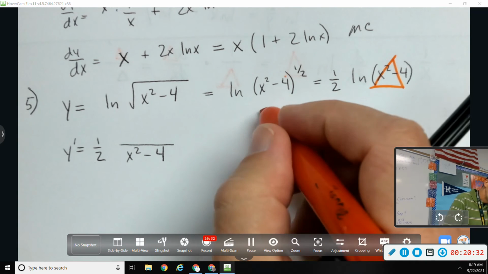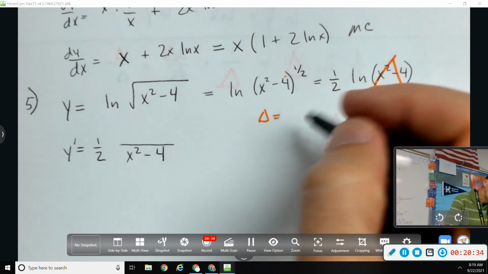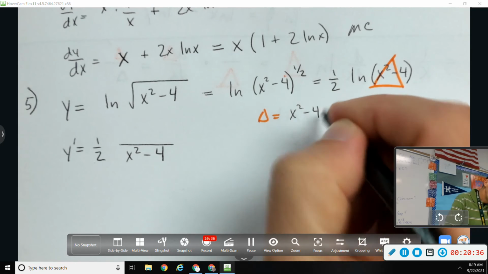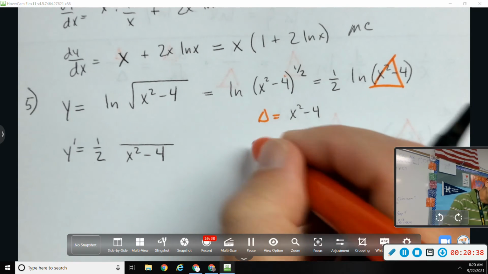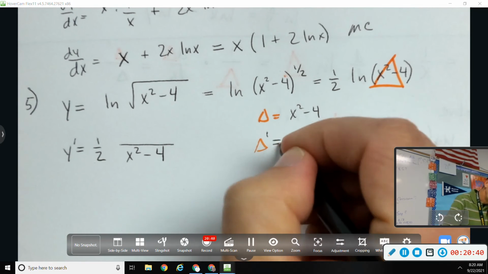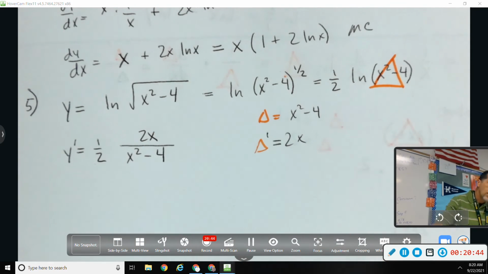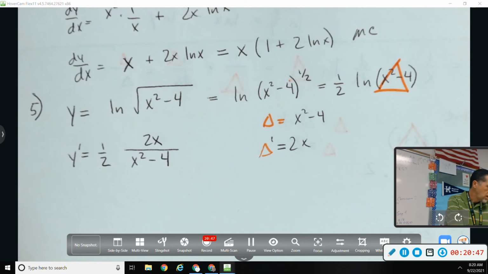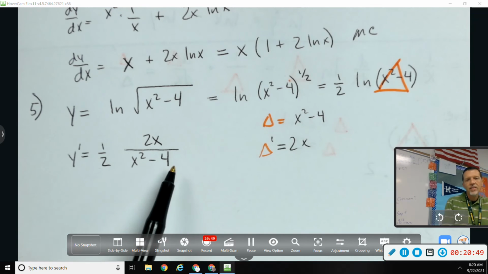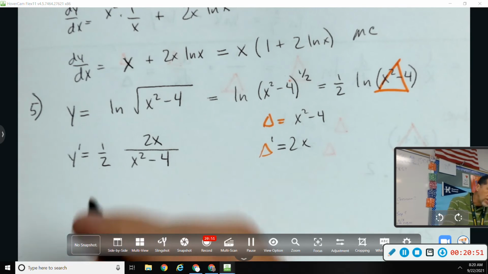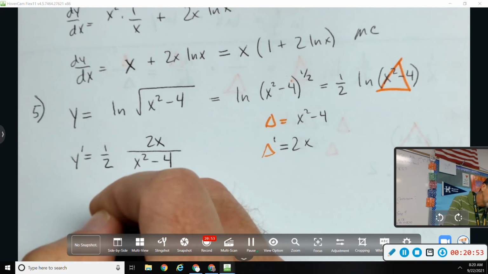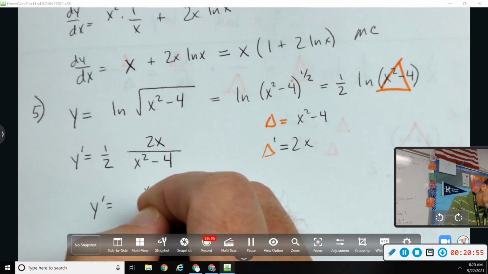So the orange triangle is x squared minus 4. What goes in the top is the derivative of the orange triangle, 2x. And again, we've got a safe stop, but we also have an obvious 2's canceling situation there, so x over x squared minus 4.